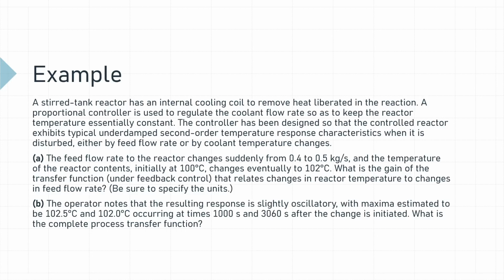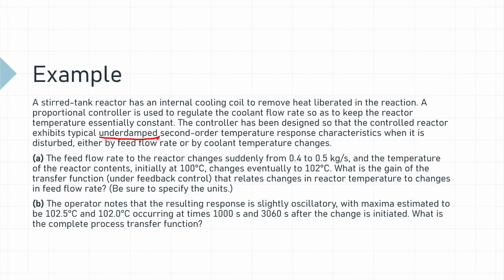A stirred tank reactor has an internal cooling coil to remove the heat liberated in the reaction. A proportional controller is used to regulate the coolant flow rate so as to keep the reactor temperature essentially constant. Now, the controller has been designed so that the controlled reactor exhibits typical underdamped second order temperature response characteristics, as what we've discussed already, when it is disturbed either by feed flow rate or by a coolant temperature change.